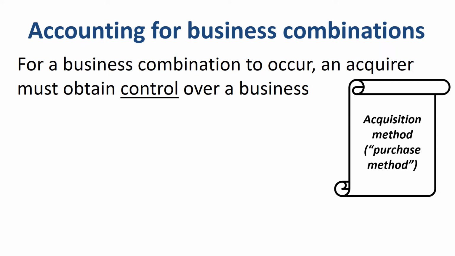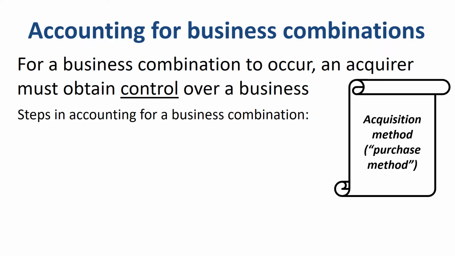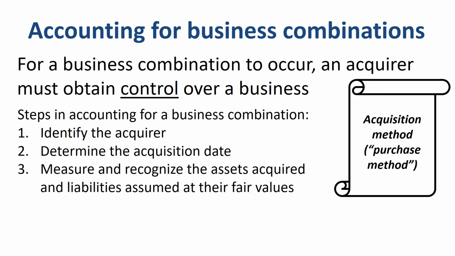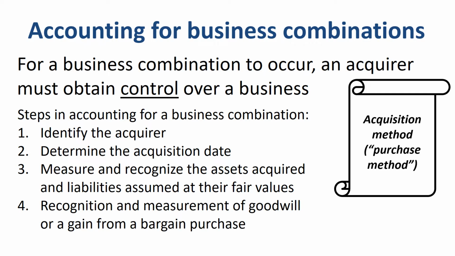Once you have established that the business combination is taking place, next steps are to 1. Identify the acquirer, 2. Determine the acquisition date, the date on which the acquirer obtains control. 3. Measure and recognize the assets acquired and liabilities assumed at their fair values. And 4. Recognize and measure either goodwill or its opposite, a gain from a bargain purchase.